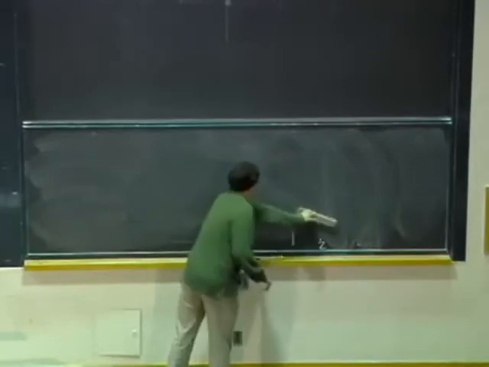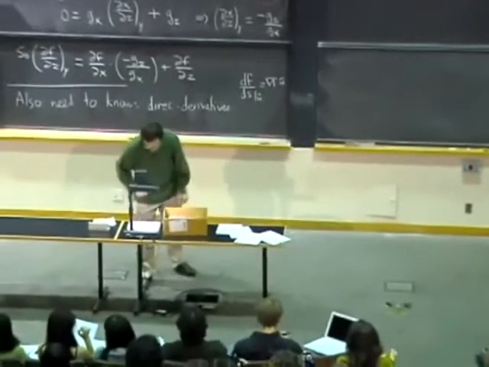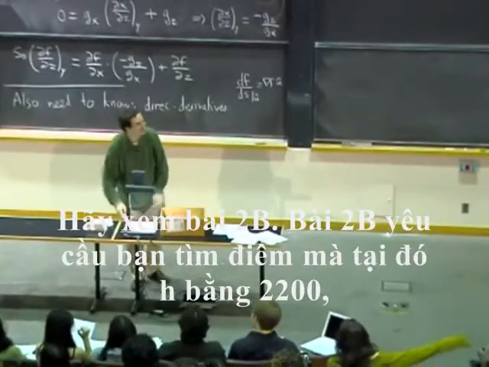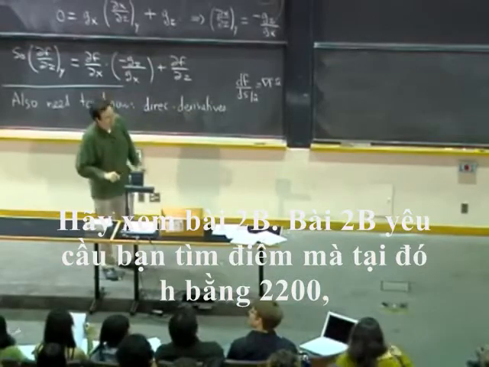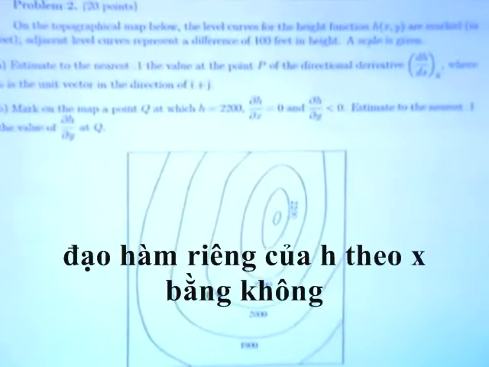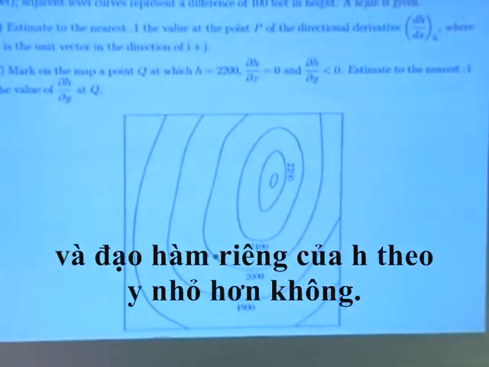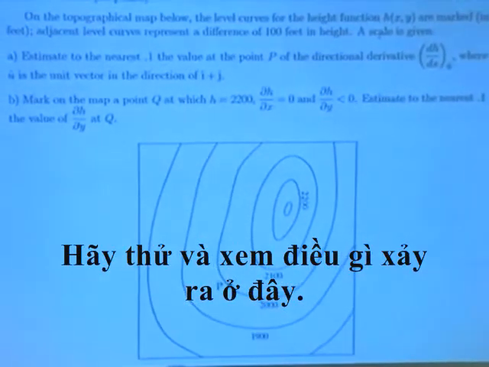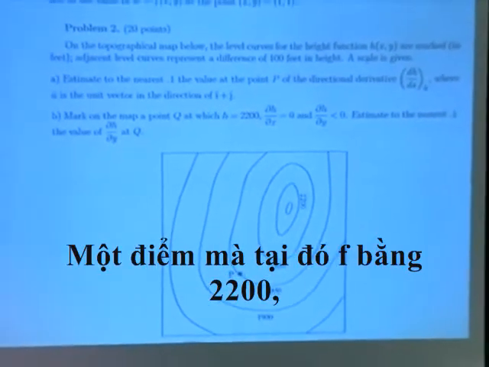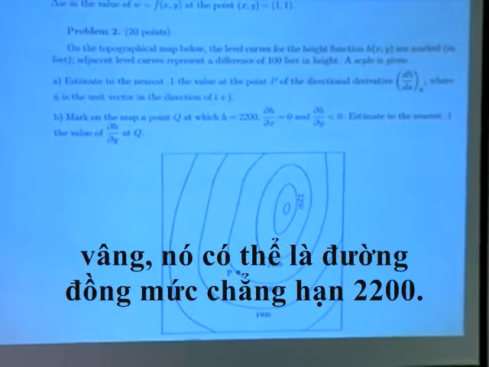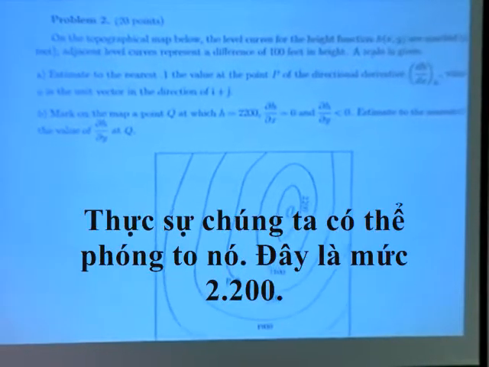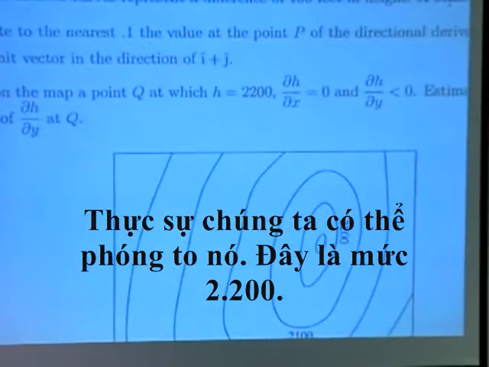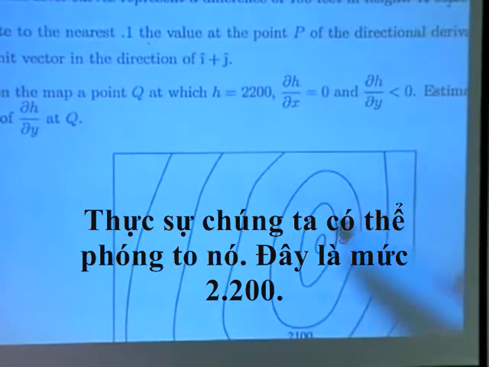So let's look at problem 2b. Problem 2b is asking you to find a point at which h equals 2200, partial h, partial x equals 0, and partial h, partial y is less than 0. So let's see what is going on here. A point where h equals 2200 should be on the level curve that says 2200, so I can zoom in. And here's the level 2200.